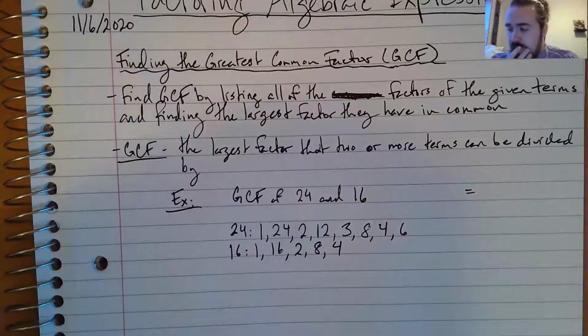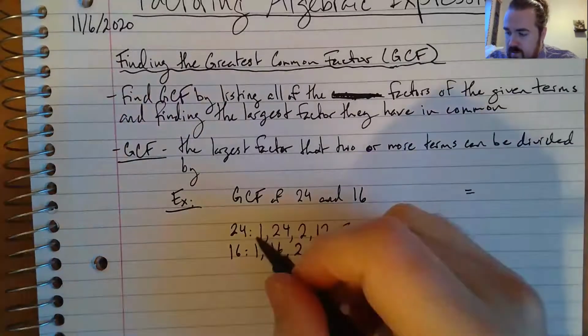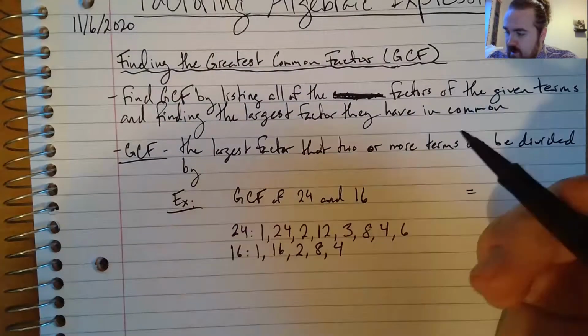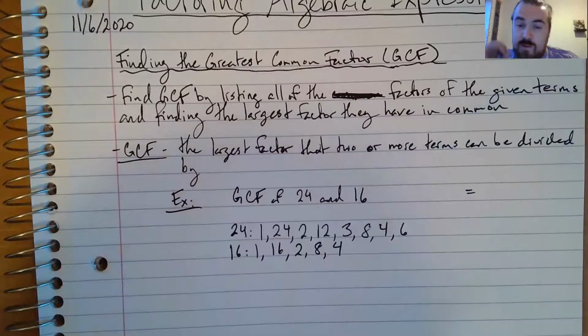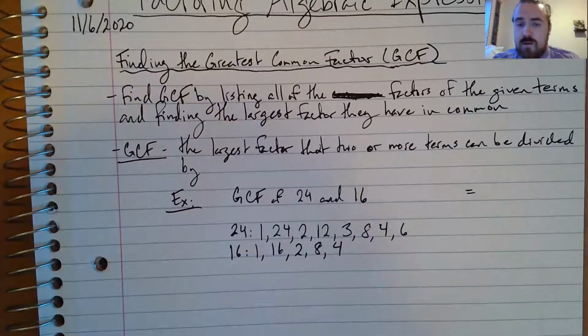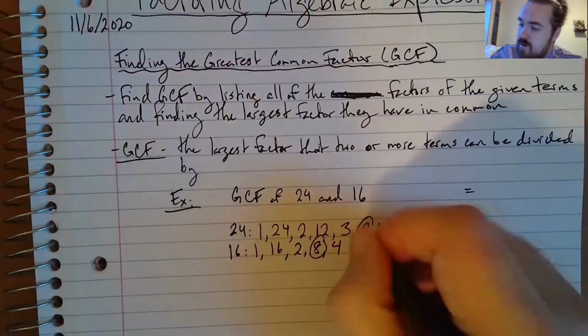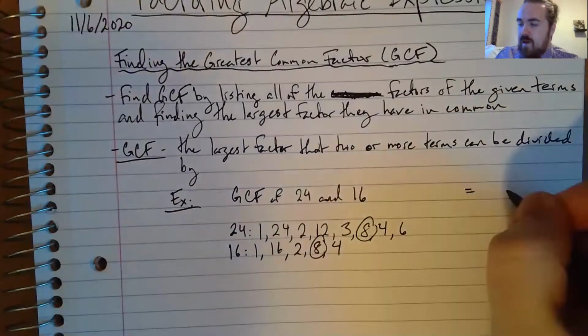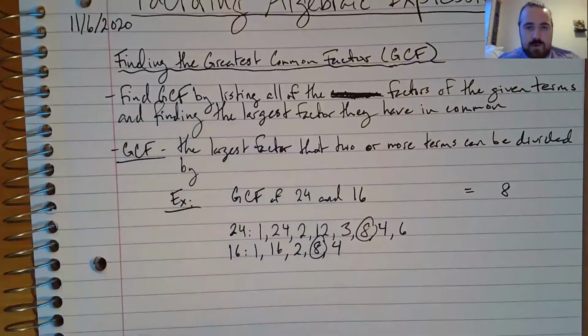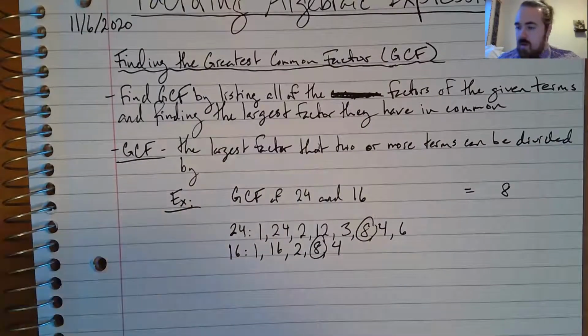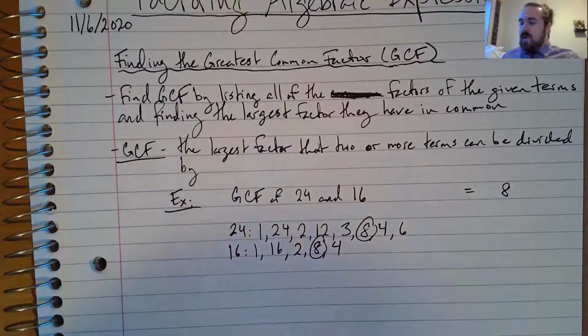There are a couple of factors they have in common. They both have 1s, they both have 2s, they both have 4s, and they both have 8s. So again, we're looking for the largest one. That's going to be 8. And it's really helpful to just circle it on both lists. GCF for 24 and 16 is 8. So you can factor 8 out if you had 24 and 16 as your terms. And we're going to practice this in 1 second.